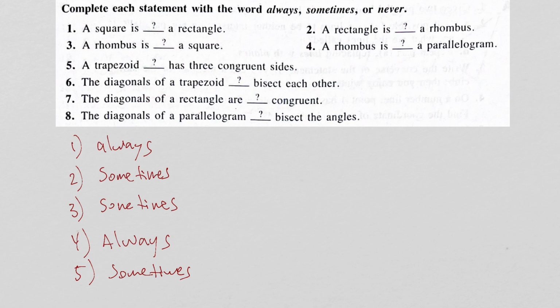The diagonals of a trapezoid bisect each other? Never. The diagonals of a rectangle are congruent? They're always congruent. They're always going to be the same length.